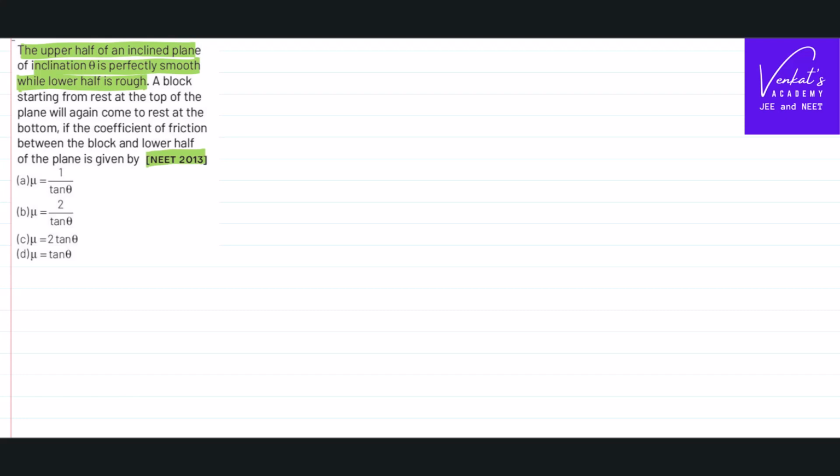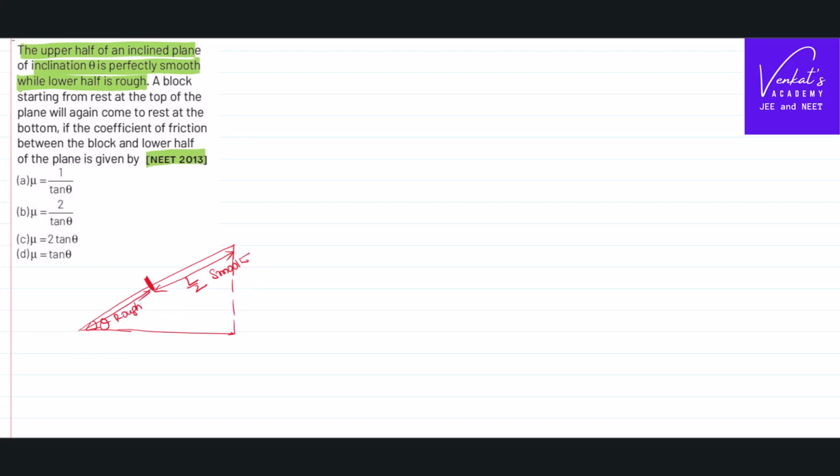Let me try to draw a diagram of what he meant to say. So there is an inclined plane like this, of an angle of inclination theta, in such a way that the entire inclination length is L. Half the length is smooth, and the remaining half the length is rough.